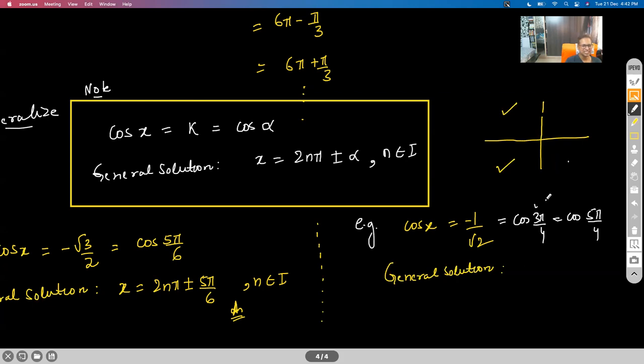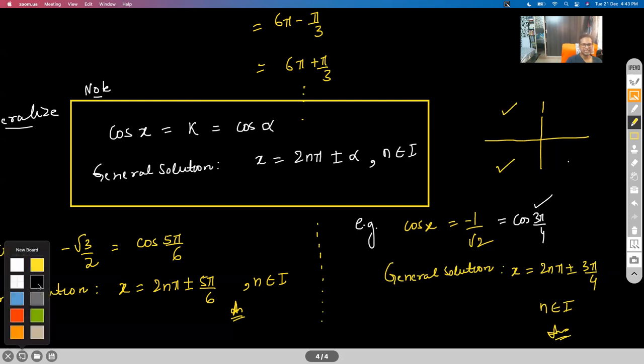Correct. So let's take this as our alpha value and write down the general solution. So general solution will be x equal to 2n pi plus minus 3 pi by 4, n belonging to integer. This would be your answer to this question. Is it fine? Any questions, any doubts, any concerns, please do highlight. All right.